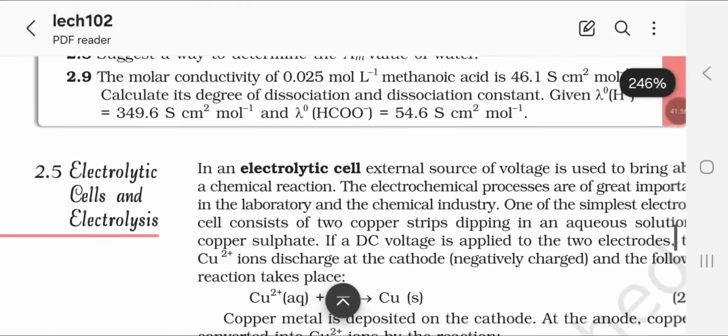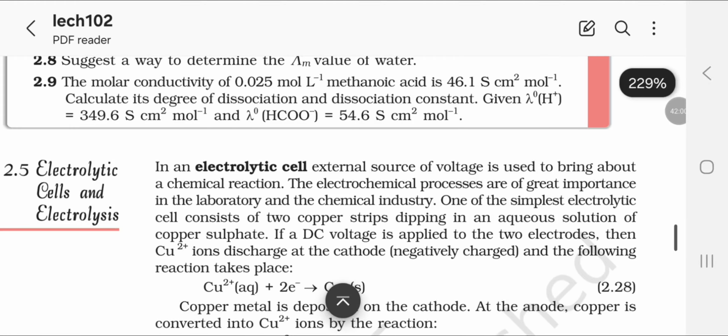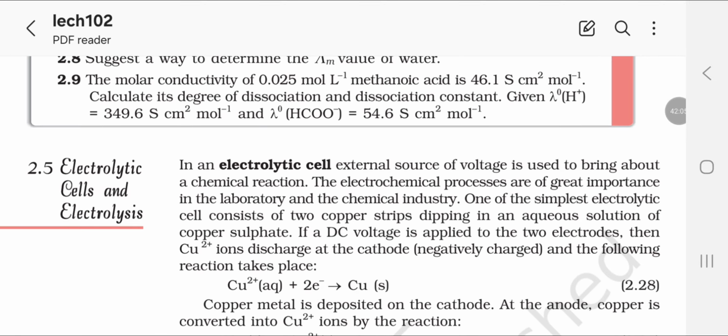2.5 Electrolytic cells and electrolysis. In an electrolytic cell, an external source of voltage is used to bring about a chemical reaction. The electrochemical processes are of great importance in the laboratory and the chemical industry. One of the simplest electrolytic cells consists of two copper strips dipping in an aqueous solution of copper sulfate.